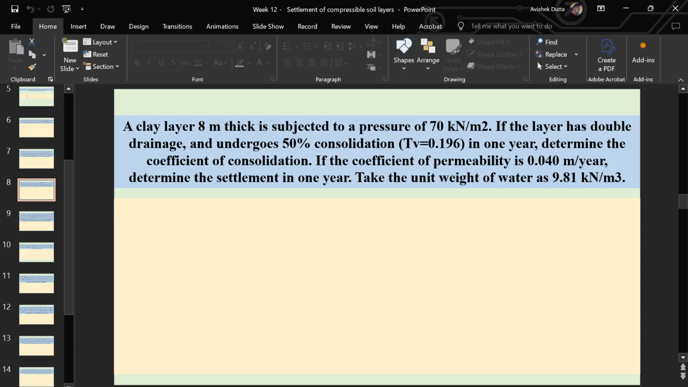A clay layer 8 meter thick is subjected to a pressure of 70 kilonewton per meter square. If the layer has double drainage and undergoes 50% consolidation, for which the time factor Tv equal to 0.196 in 1 year, determine the coefficient of consolidation, that is Cv. If the coefficient of permeability is 0.04 meter per year, determine the settlement in 1 year. Take the unit weight of water as 9.81 kilonewton per meter cube.